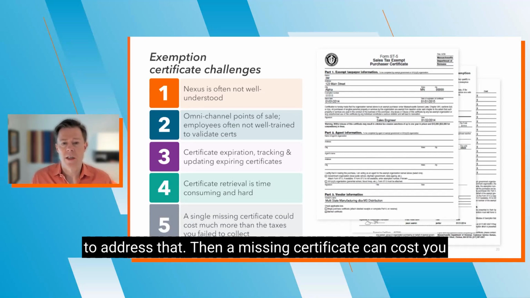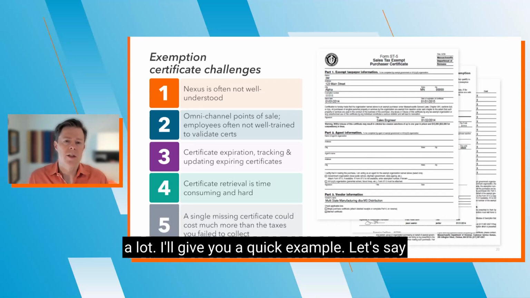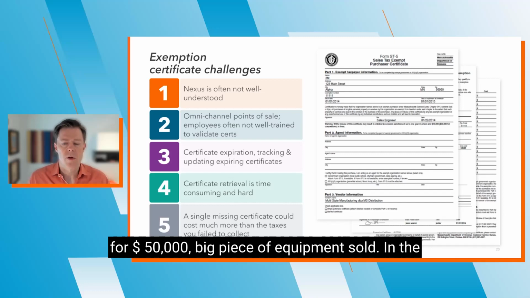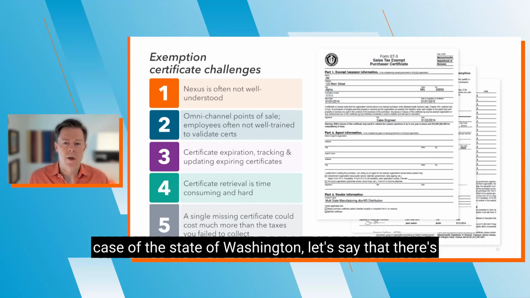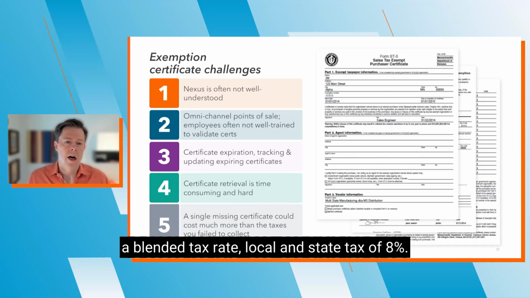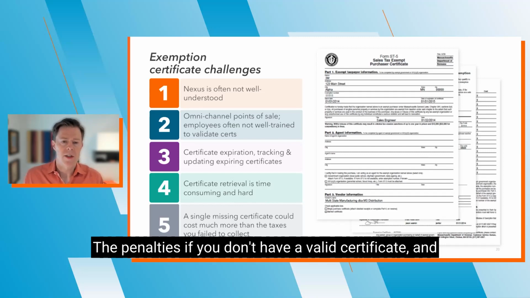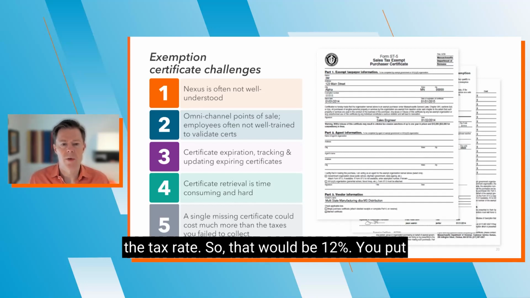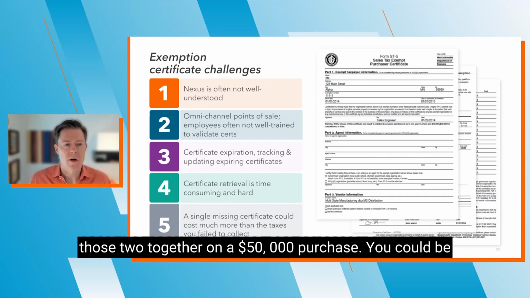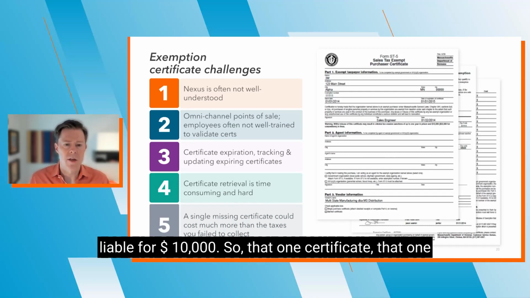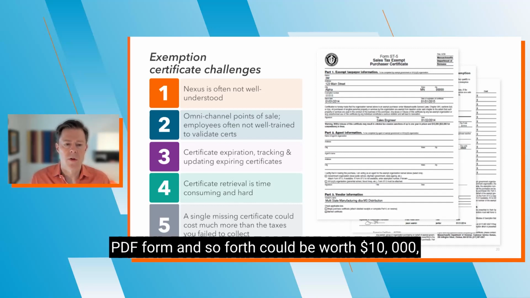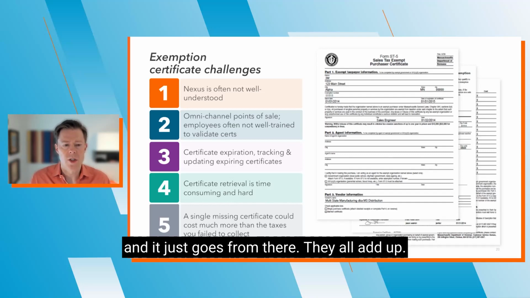And then a missing certificate can cost you a lot. I'll give you a quick example. Let's say that there's a big order, again, in the B2B space for $50,000, big piece of equipment sold. In the case of the state of Washington, let's say that there's a blended tax rate, local and state tax, of 8%. The penalties, if you don't have a valid certificate and you didn't charge tax, are 1.5 times the tax rate. So that would be 12%. So you put those two together on a $50,000 purchase, you could be liable for $10,000. So that one certificate, that one PDF form, could be worth $10,000. And it just goes from there.